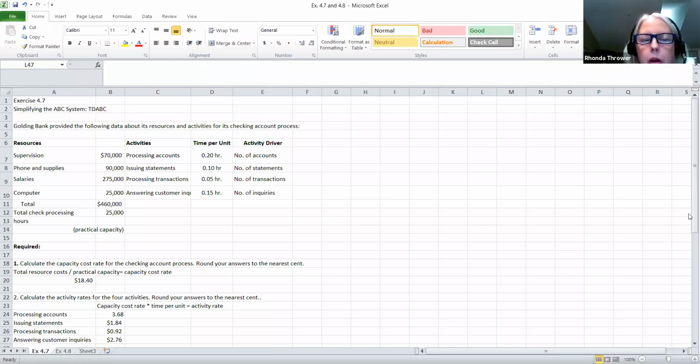All right, what I'd like to go over with you today is exercise 4-7. What we're going to be doing is simplifying the activity-based costing system with the method that we call the time-driven activity-based costing method. And what this method does is it simplifies the process of creating an ABC system.